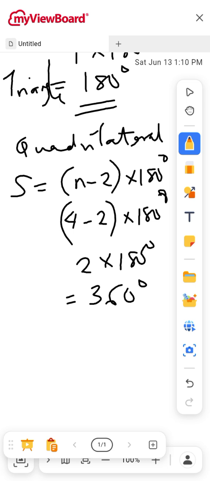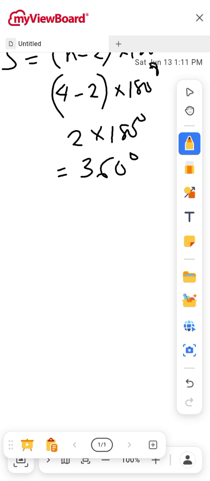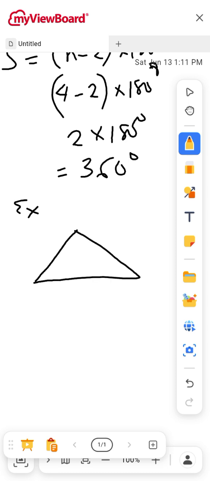Now, let us look at how questions are asked under polygons. Without boring us, let us take a quick example. Let's start with a triangle in which we have A degrees here, 30 degrees here, and 60 degrees here. And they ask us to find A.